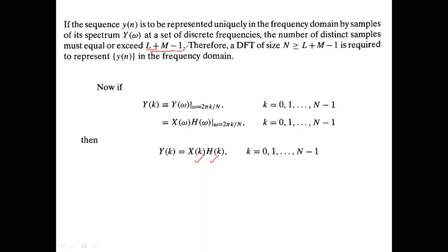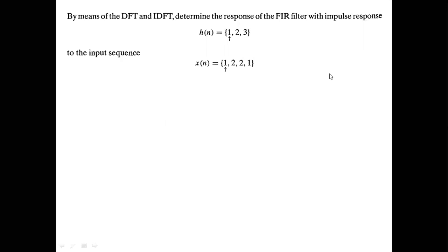Usually in the textbooks, the length of the input is represented by L, and the length of the impulse response h of n is represented by M. Let me clarify that in textbook examples we take x of n as 3, 4 and so on, but the actual length is usually very large. Before going to that, let us do this exercise.